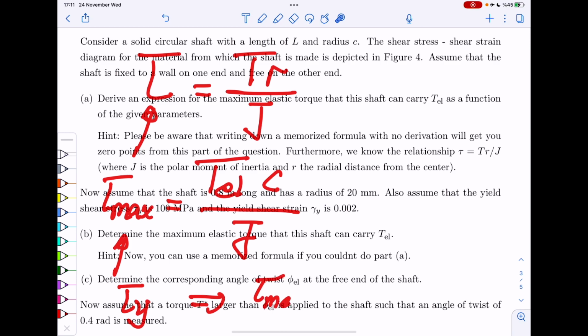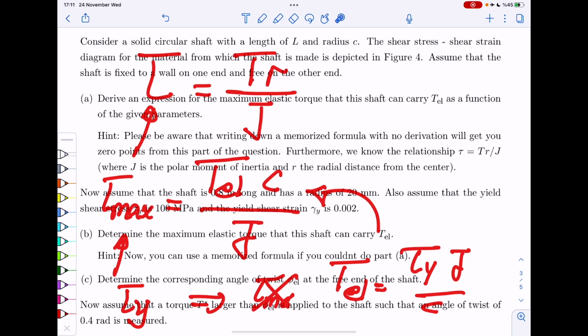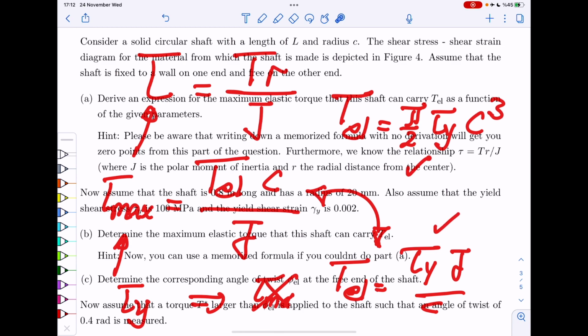Or you can say T elastic is tau y times J divided by C, which is basically the same relation. And if you use the relationship for J, you end up with T elastic equals pi over 2 tau y C cubed. So this is the answer to the first part, either this or this, it doesn't matter.